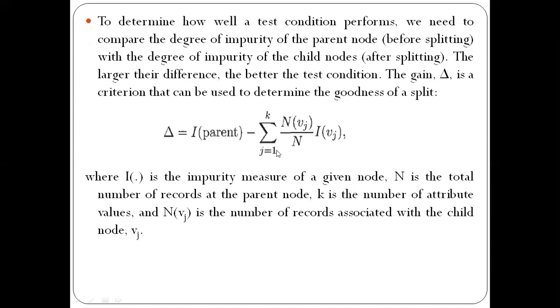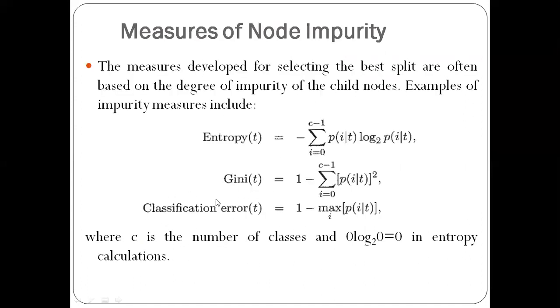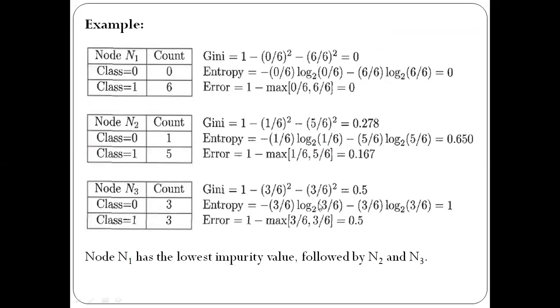Okay, next the third one is classification error. The classification error value is 1 minus max of P condition on t. So the maximum of the fraction of records for both the classes we need to consider. So 1 minus maximum of, the fraction of records for class 0 is 0 by 6 and for class 1 it is 6 by 6. So 1 minus the maximum of this, which is 6 by 6, means 1. So 1 minus 1 is 0. So the values of Gini index, entropy and classification error are 0 at the node n.